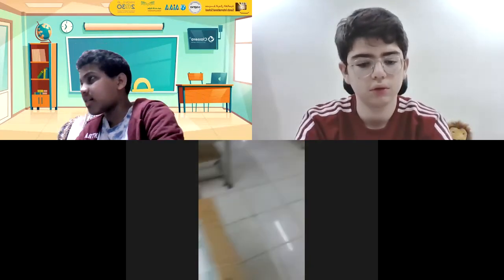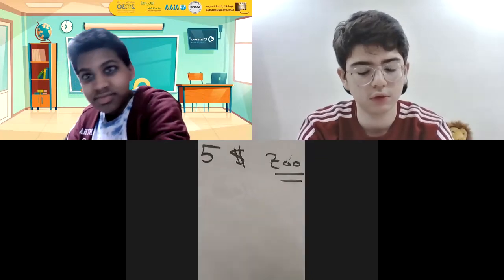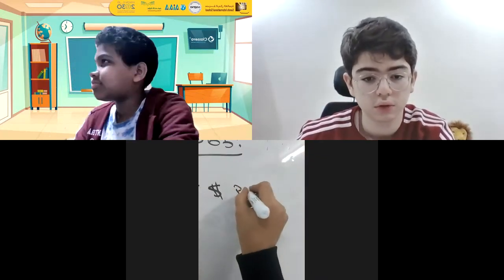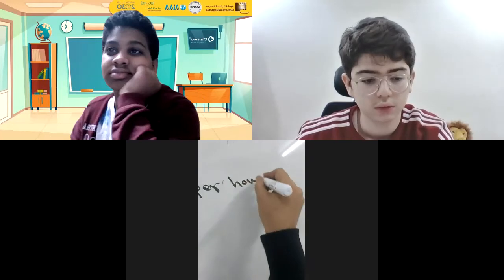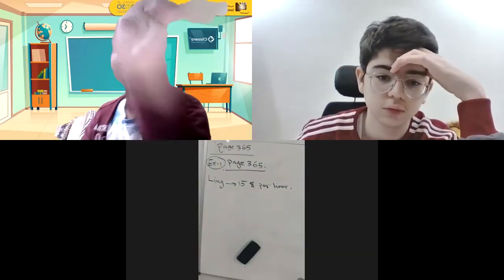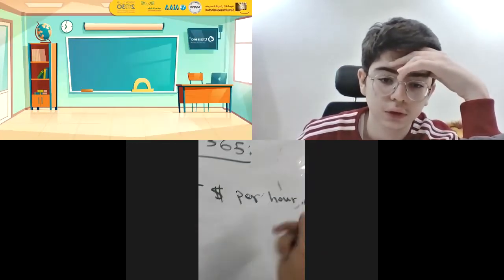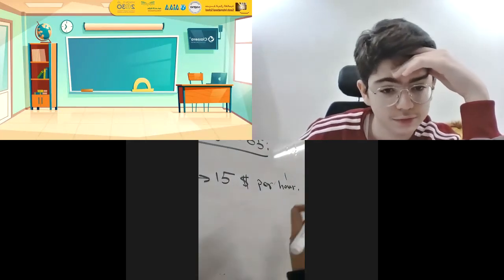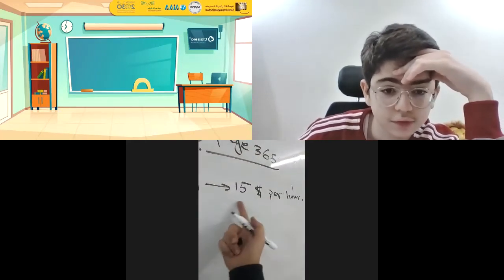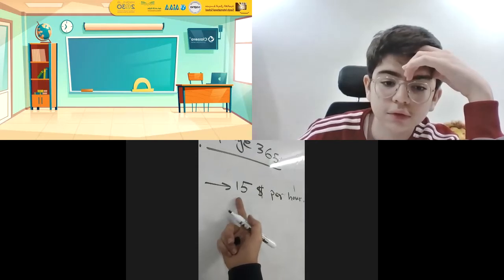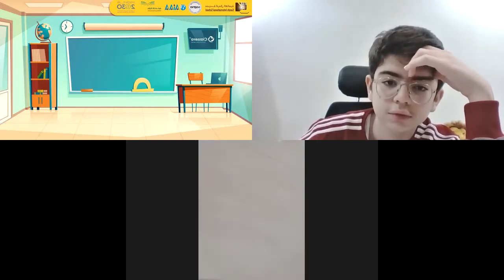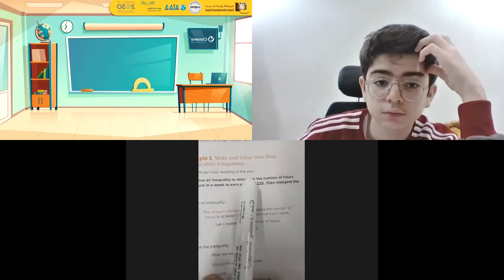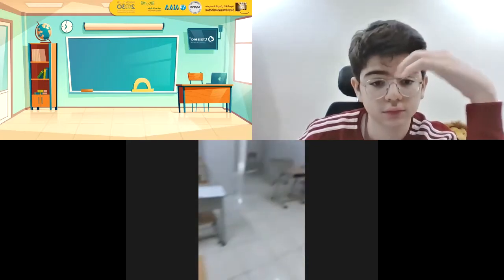Write and solve an inequality. What's the meaning of per hour? This is important. $15 per hour. What's the meaning of per hour, guys? Per hour means in 1 hour. Each 1 hour he worked, he earned how much? $15. Continue. Write and solve an inequality to determine the number of hours Ling must work.